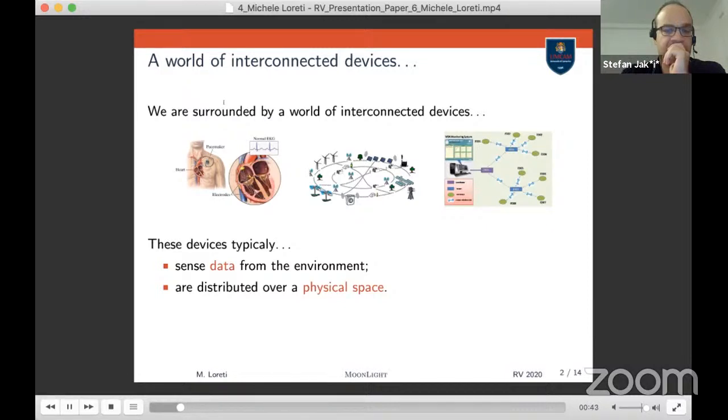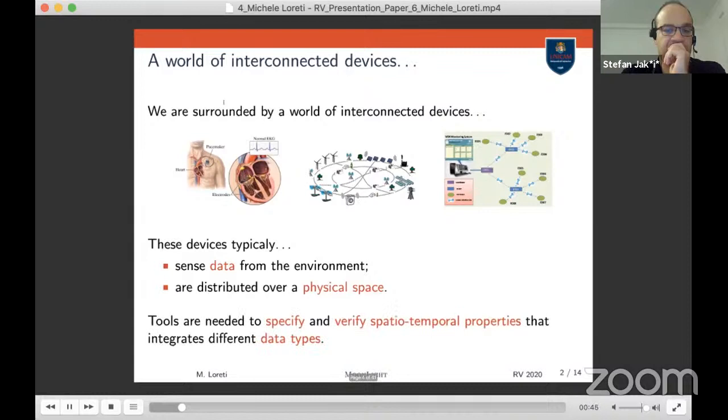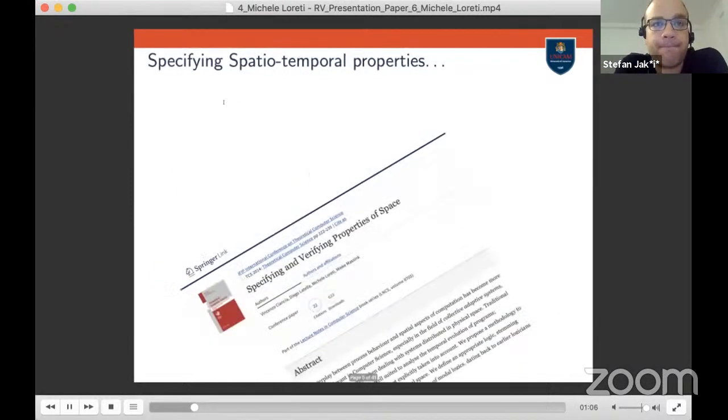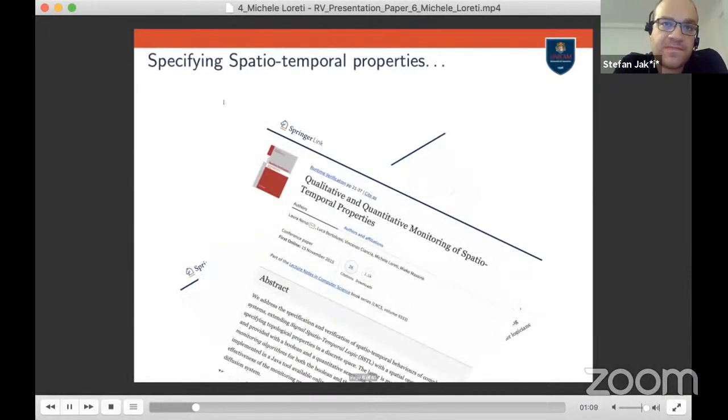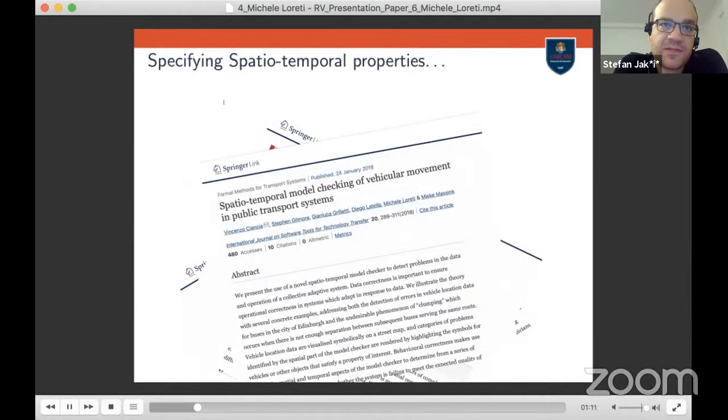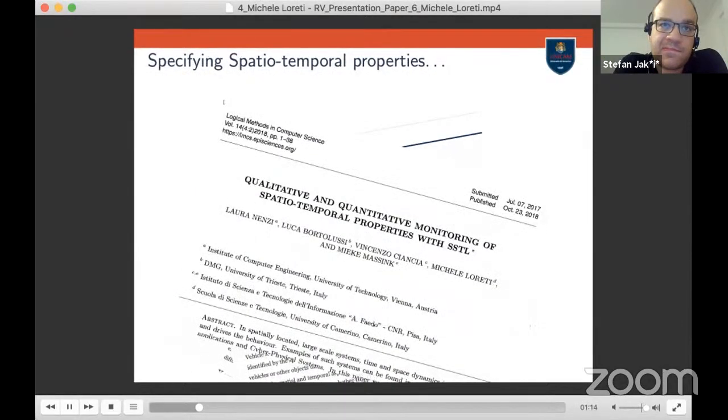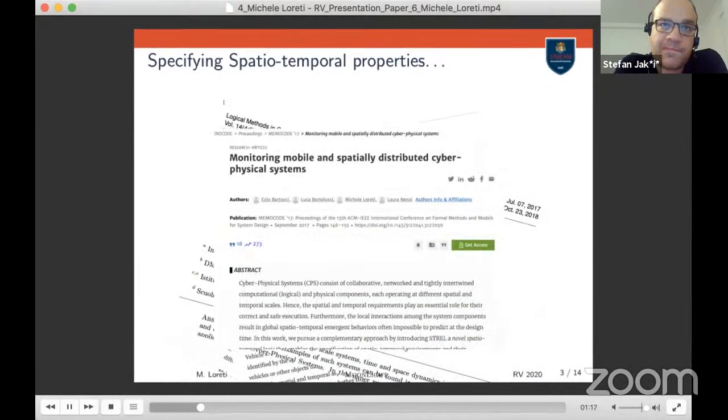However, to monitor the correct behavior of these systems, of these applications, we need tools that are able, from one end, to speak about the spatial and the temporal aspects of our systems, and where data types play a central role. For this reason, in recent years, a number of proposals have been made to define formalisms that allow us to specify spatio-temporal properties.